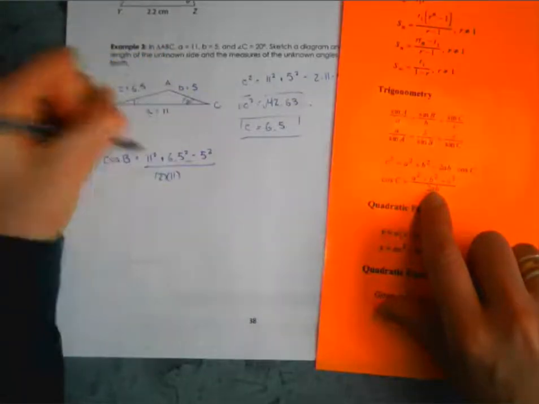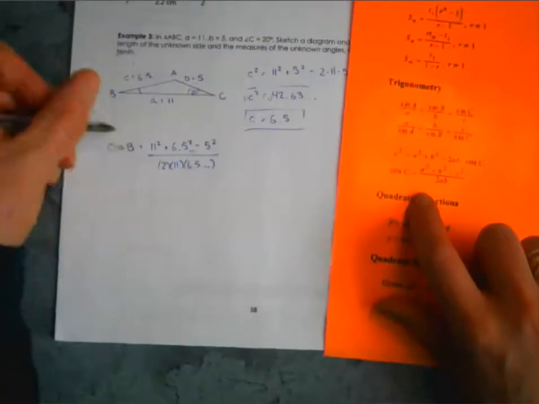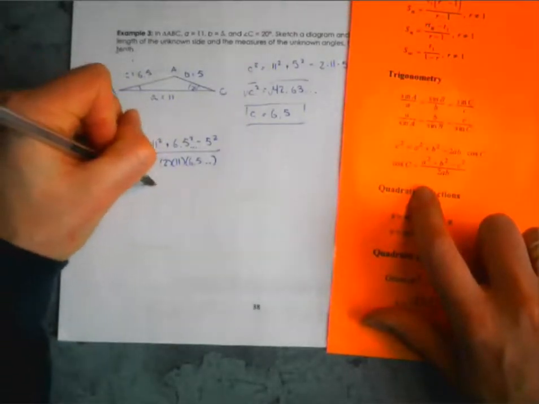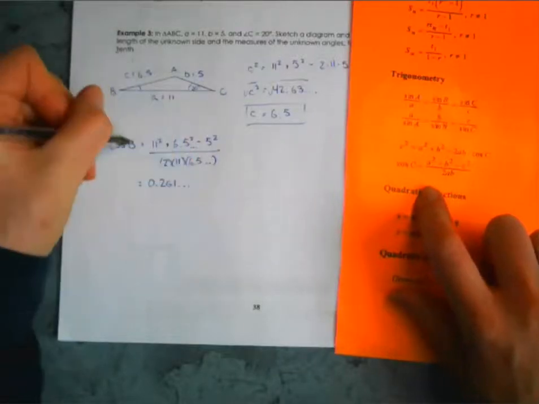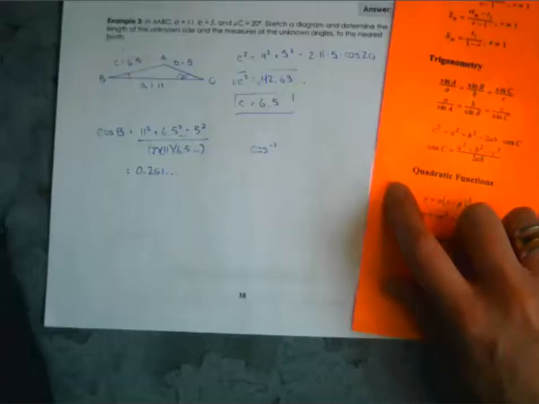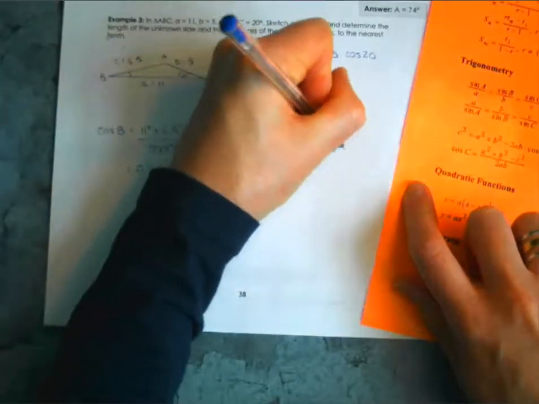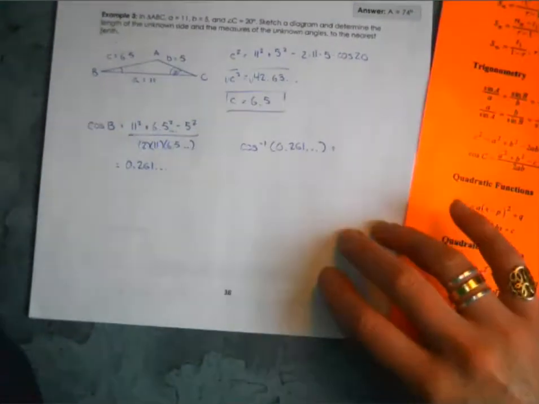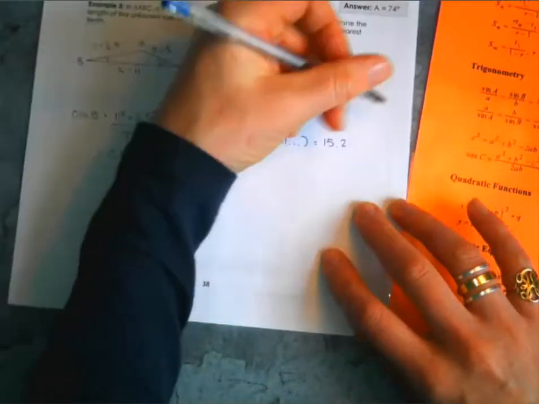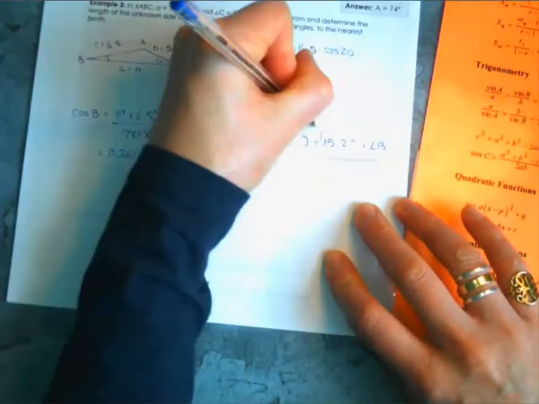So 2 times 11 times 6.5, and again use that extended decimal. And that's going to give us, let's see, 0.261 as a decimal. Now remember, we actually want to solve for angle B, so we have to do cosine minus 1, the inverse, of 0.261, sorry. And that's going to give us 15.2 something. But we want to round it to the nearest tenth, so we're going to keep it as 15.2 degrees is angle B. So there's another answer.